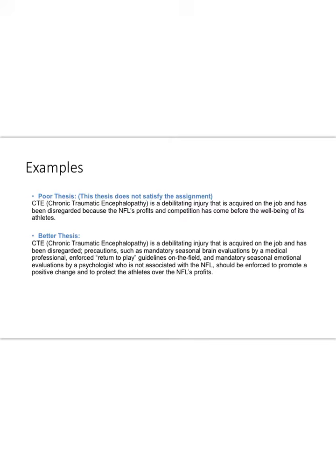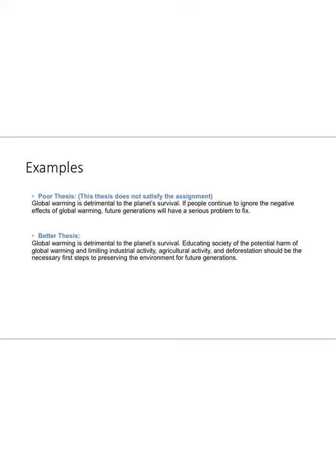I have provided 2 examples on your prompt and on this video to help you come up with a good thesis statement. I'm going to let you read them on your own, but you'll notice that in this example, the poor thesis statement just focuses on the problem. First of all, it doesn't clearly advocate for any change. The second, the better thesis, advocates, supports some sort of change, which you'll find in the next example as well. Again, this example shows a poor thesis that doesn't really satisfy the assignment because it's not advocating for change.